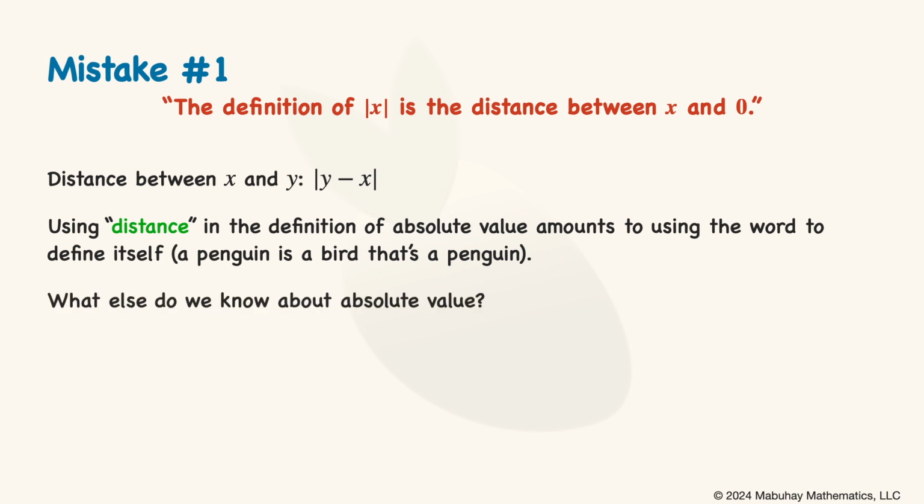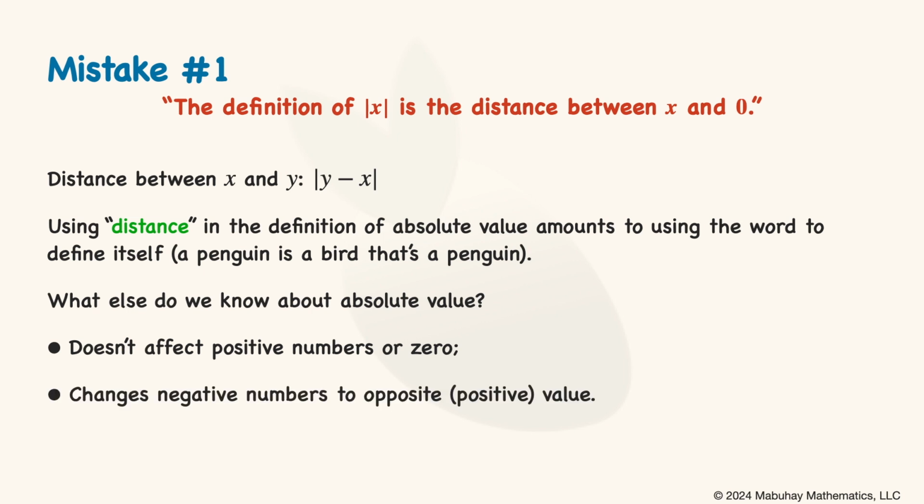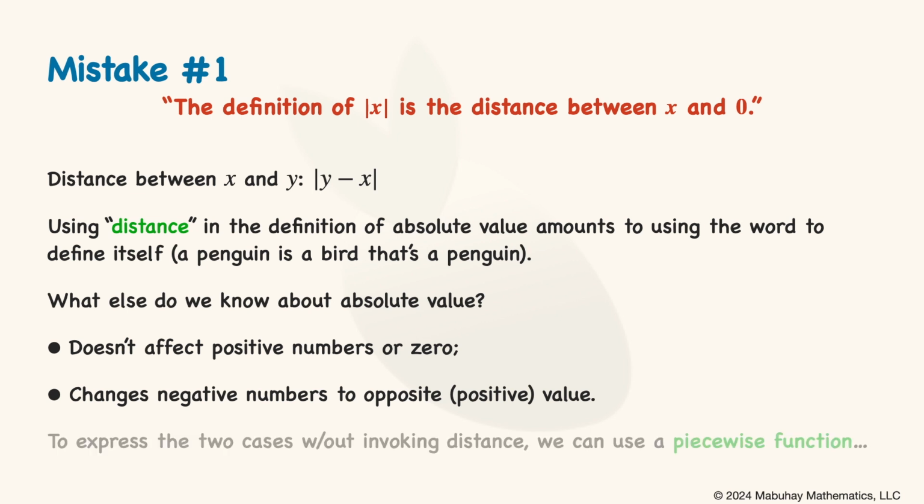So what else do we know about absolute value that could be more definitive of what it means? We know it doesn't affect positive numbers or 0. If you put a positive number or 0 into the absolute value, you're just going to get that number back. However, if the number is negative, we know the absolute value switches its sign and makes it positive. So we need to express these 2 cases without using the notion of distance.